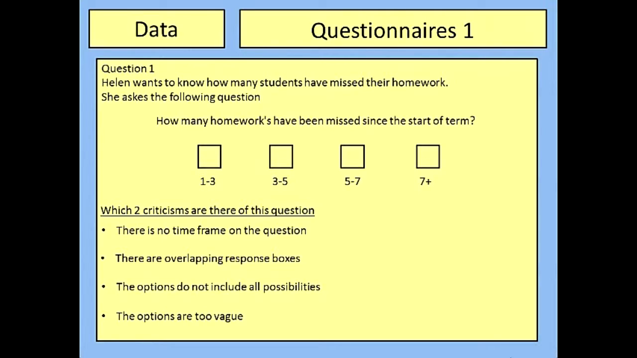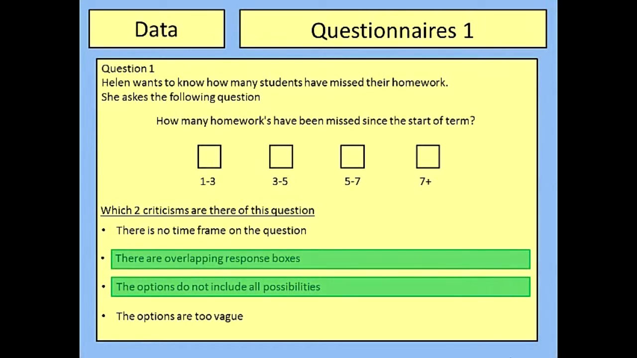Okay, in Helen's question then, we can see that the 2 problems are there are overlapping response boxes and it doesn't include all of the possibilities. Now you might be looking at the end and thinking, well, it does include 7 plus, but if you look down at the other end, there's no option for 0. So what if there were no homeworks missed? So it doesn't include all of the possible options there.